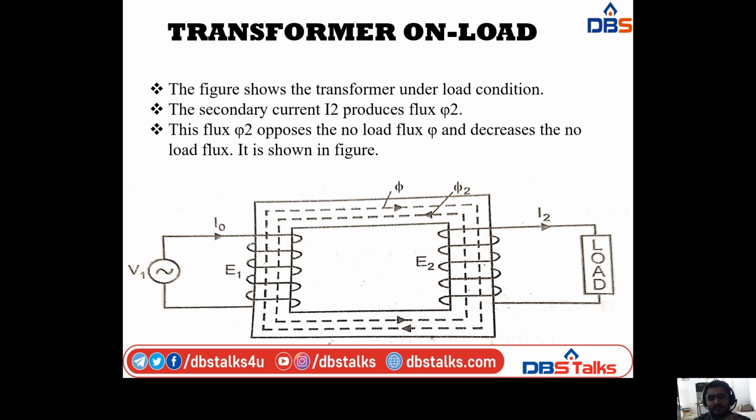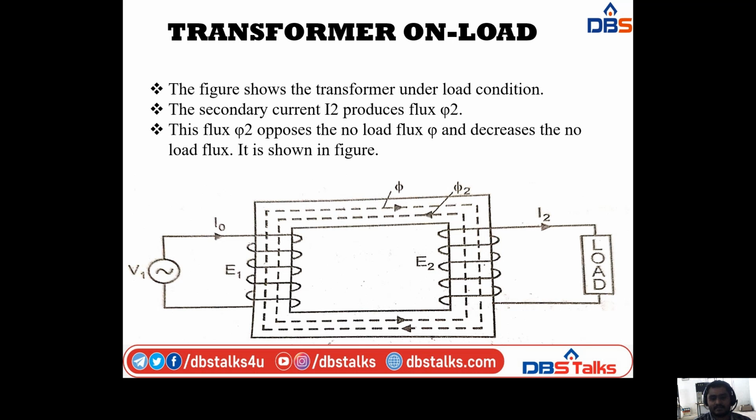If you observe this diagram, we have two dotted lines in the magnetic core. One is for the main flux, the no load flux phi, and another one is for the secondary flux phi2. But these two fluxes are opposing each other. Here the secondary current produces flux phi2, so this flux phi2 opposes the no load flux phi and decreases the no load flux. It is shown in this diagram.